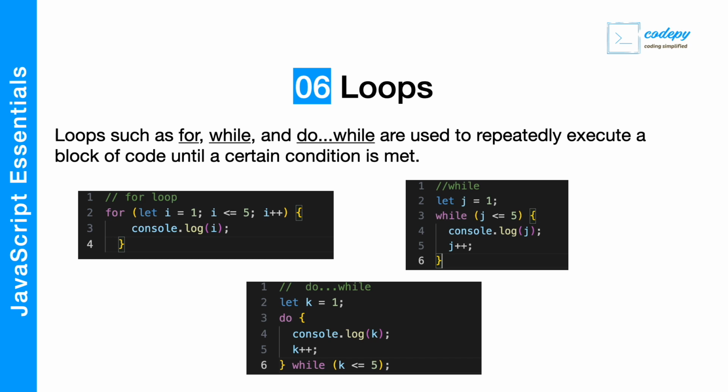Loops such as for, while and do while are used to repeatedly execute a block of code until a certain condition is met. We have the for loop, we have while and do while. These are the three loops we use in JavaScript.